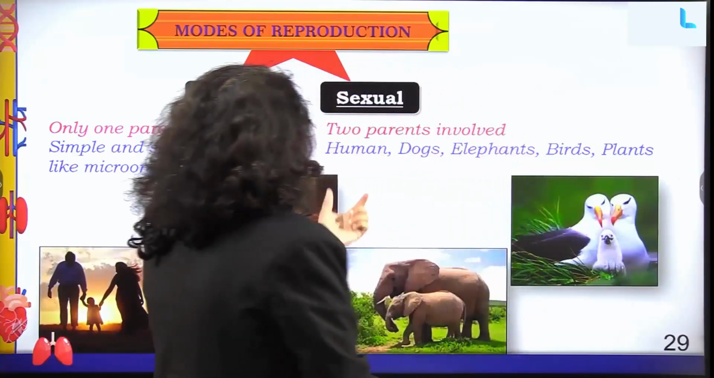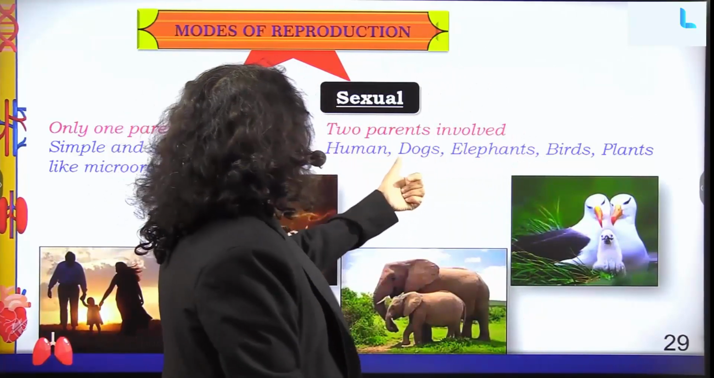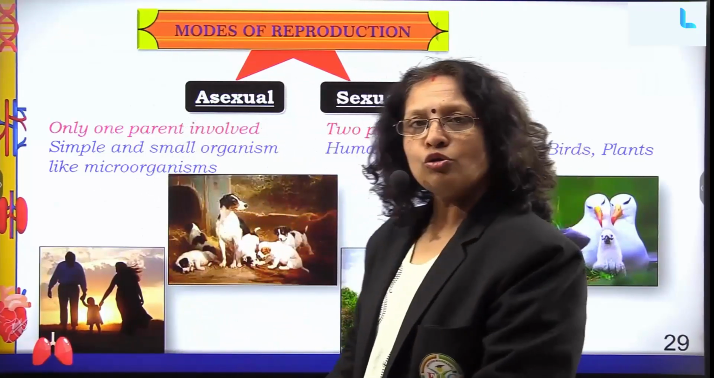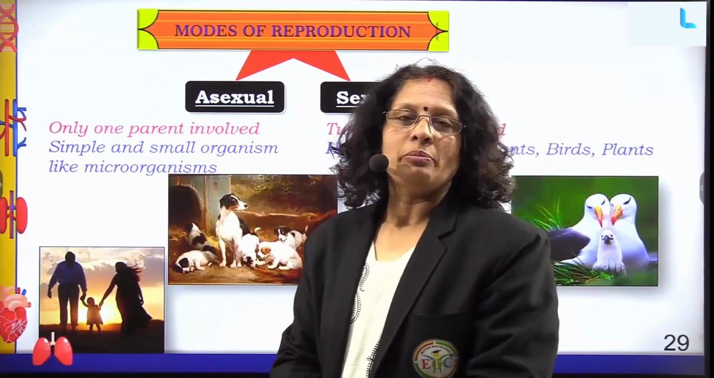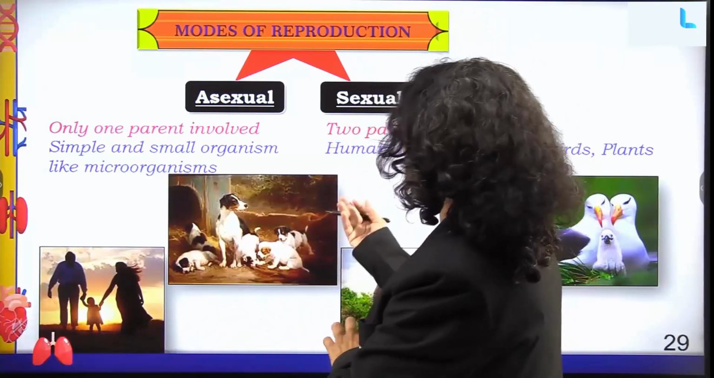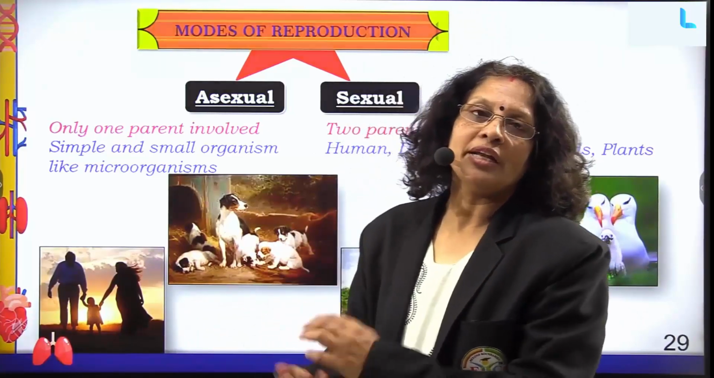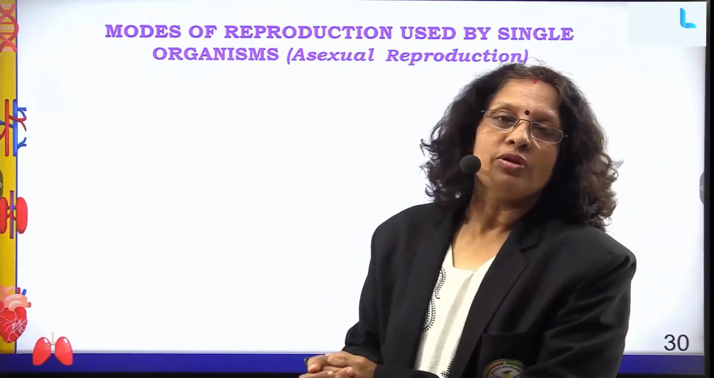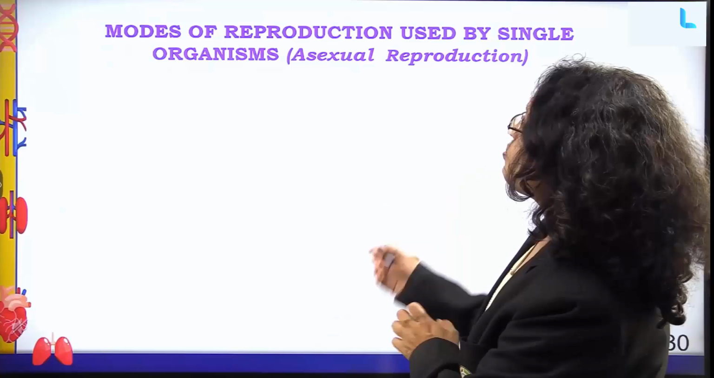But sexual reproduction requires two parents, like human, dog, elephant, birds, plants. They will require two parents, and the chromosomes will be combining, and then the zygote will form, and then the new sibling will come. Okay, like a new species will come.